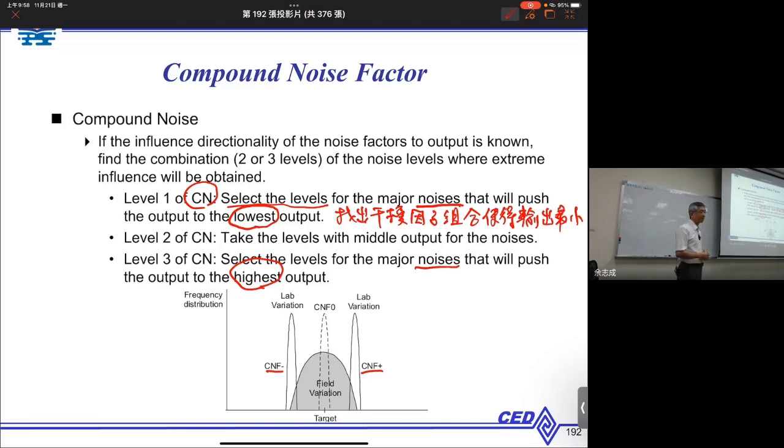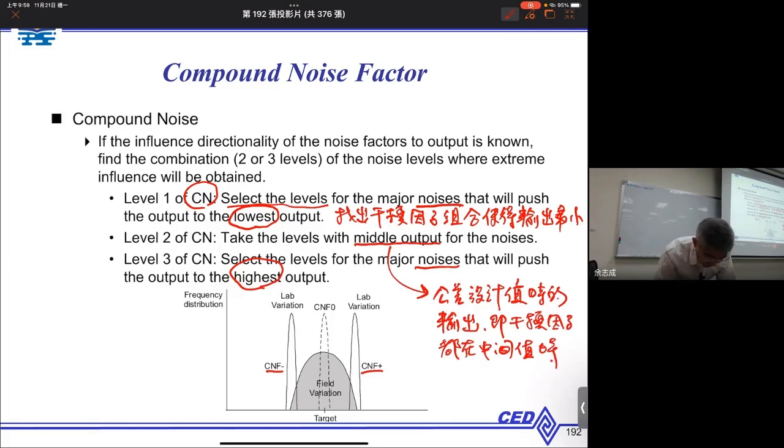How about level 2? Level 2, we just make our factors right at the nominal value, which means that no errors at all. So we will have several combinations. One combination of the noise factors will make our output the largest, 最大的. One combination will make our output the lowest, 最小的.